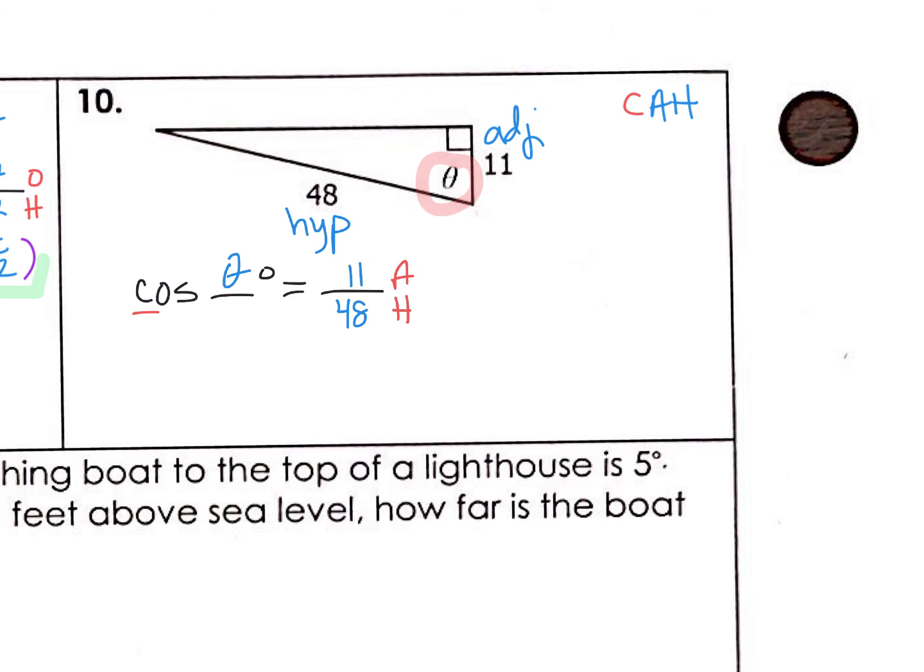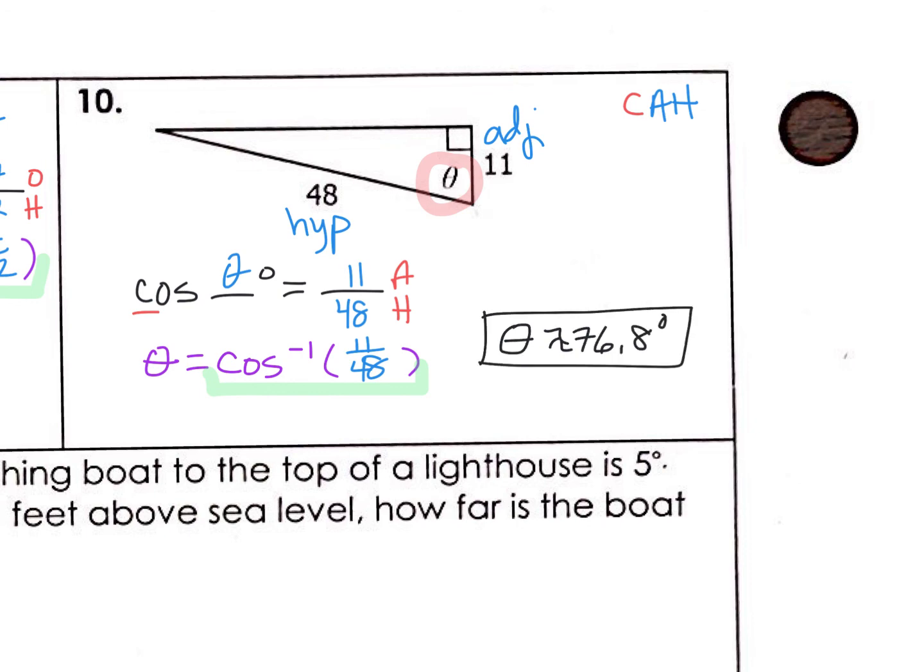So because I do not know theta, we are going to use the inverse function. So theta is equal to the inverse cosine of, and I am putting 11 48ths in here, popping that into my calculator. This is the part that goes in the calculator. You should come out with theta being approximately equal to 76.8 degrees. And that's it.